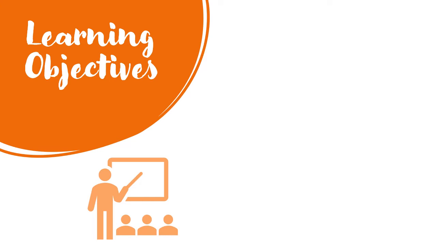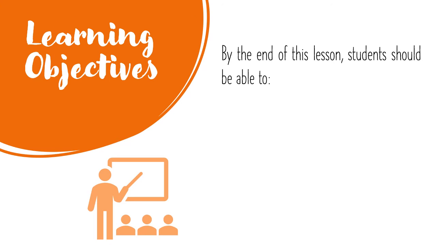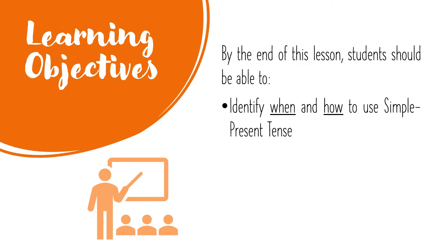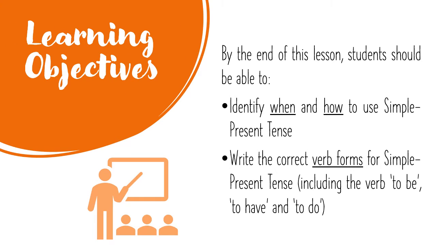Our learning objectives for today. So by the end of this lesson, you should be able to identify when and how to use simple present tense, and also write the correct verb forms for simple present tense, including the verb to be, to have, and to do. So you should be able to do these two things by the end of today's lesson.